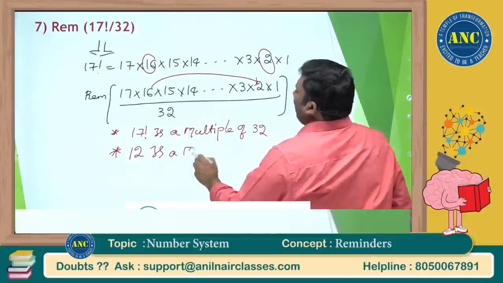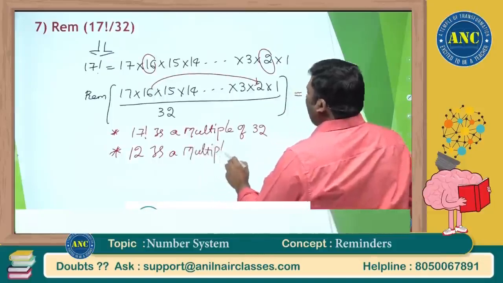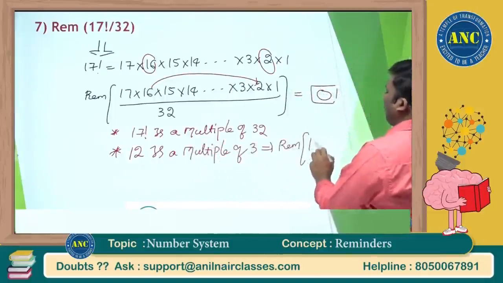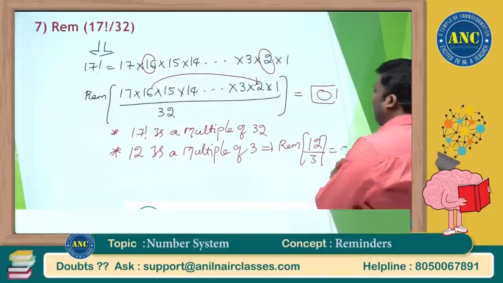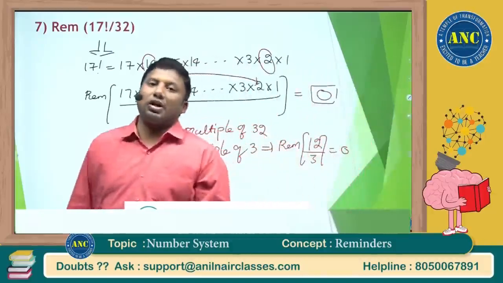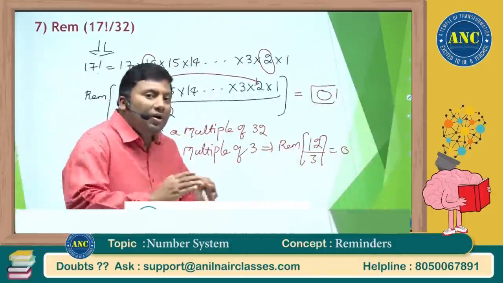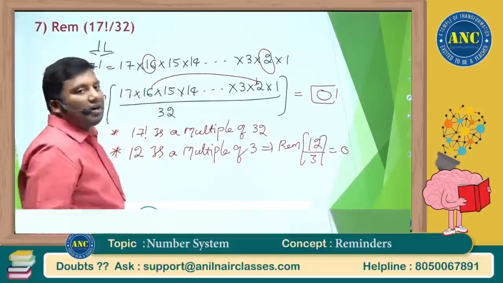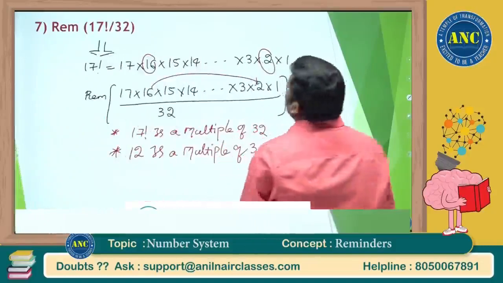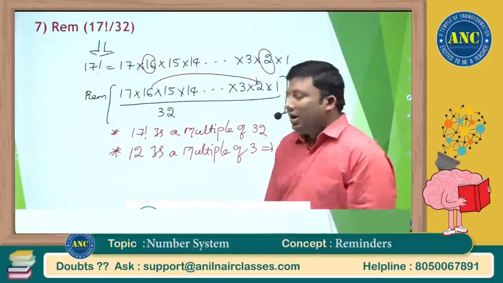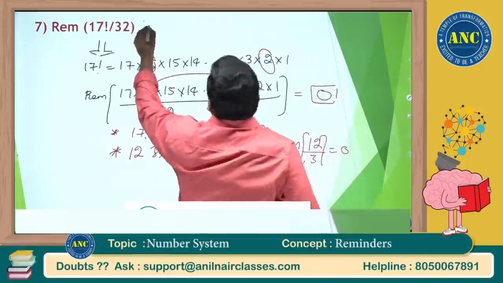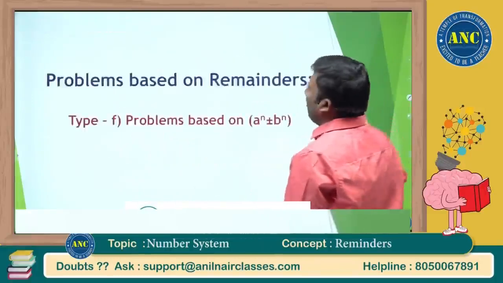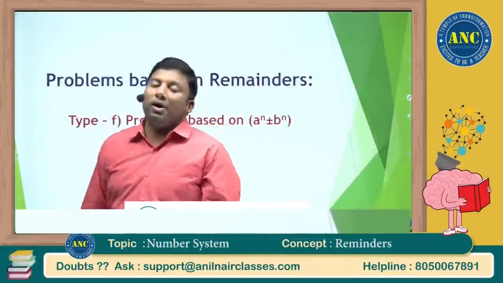If 12 is a multiple of 3, 12 when divided by 3, remainder will be 0. If 17 factorial is a multiple of 32, 17 factorial when divided by 32, remainder will be 0. This is a good question where the numerator is a multiple of the denominator.